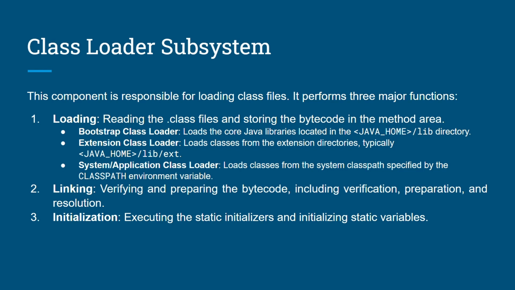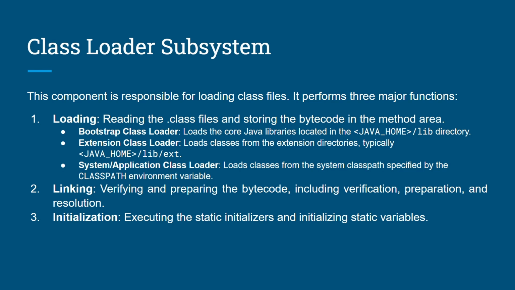Let's talk about loading. The class loader reads the .class file and brings the bytecode into the JVM. The bootstrap class loader loads the core Java libraries located in the JAVA_HOME/lib directory. The extension class loader loads classes from the extension directory, typically JAVA_HOME/lib/ext. The system class loader loads classes from the system class path specified by the classpath environment variable.